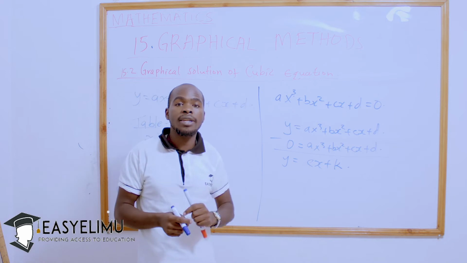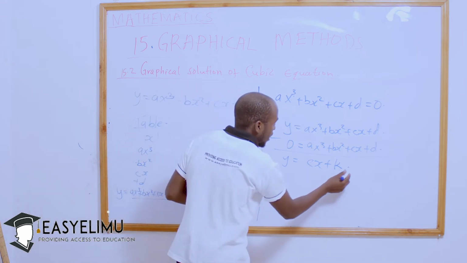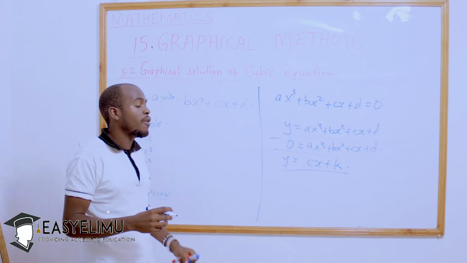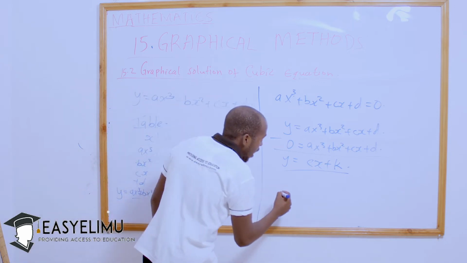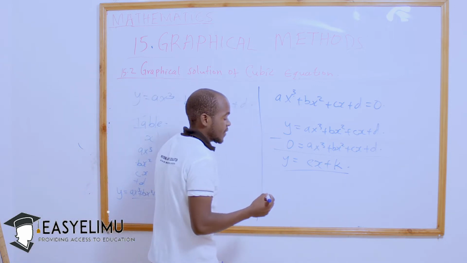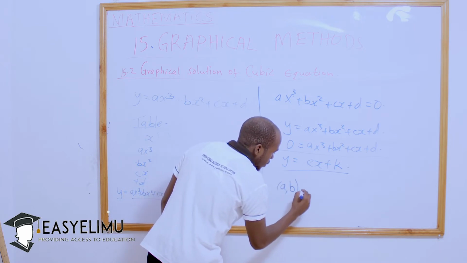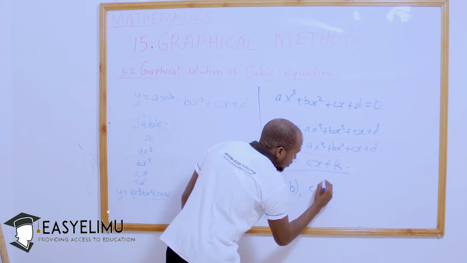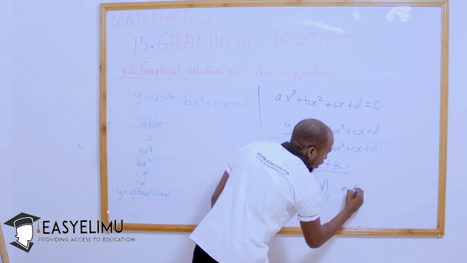So you give those points. That is how we do it. In case you find y equals cx plus k, you will find the point where it cuts has two values, a value of y and x. So it may be (a, b). You may find another one like (c, d), and another one like (e, f).